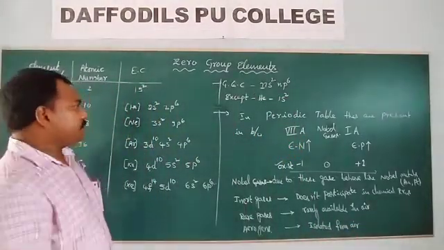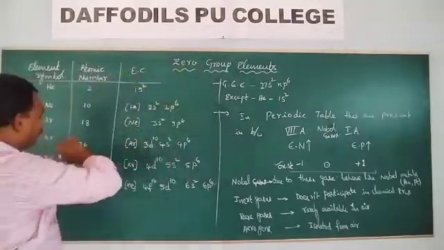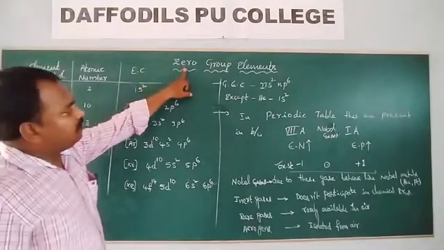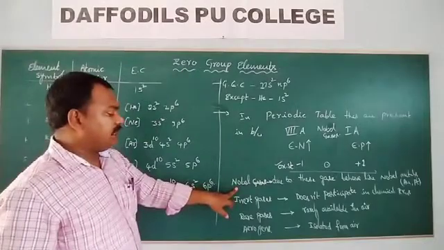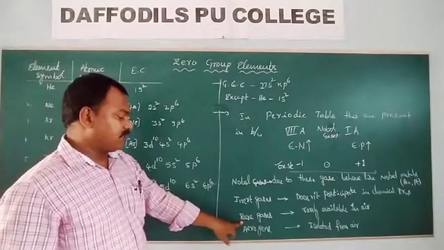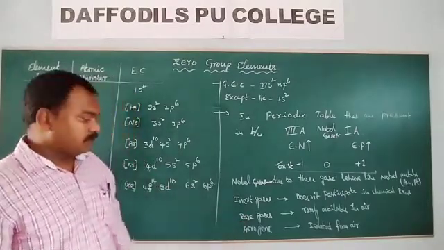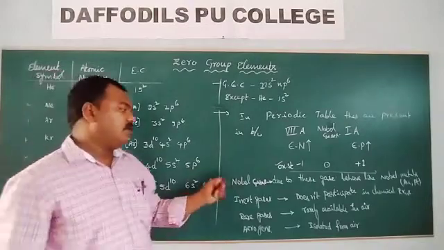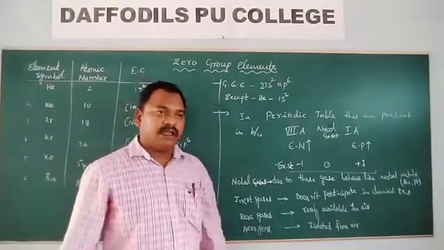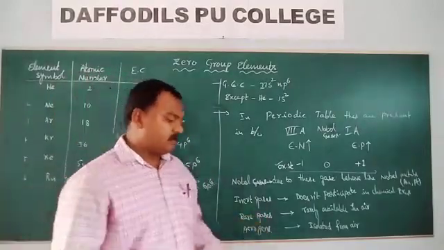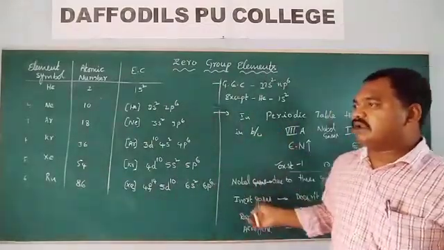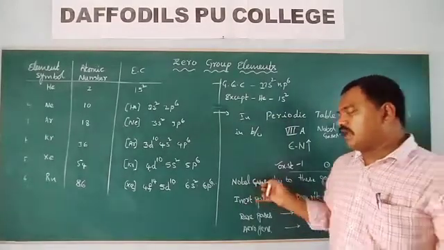So, the zero group is helium, neon, argon, krypton, xenon, radon. These are called zero group elements, also called noble gases, inert gases, rare gases, and aerogens. Why are they called noble gases? Because they behave similar to gold and platinum. These gases do not react with other substances easily. So they are called the noble gases.